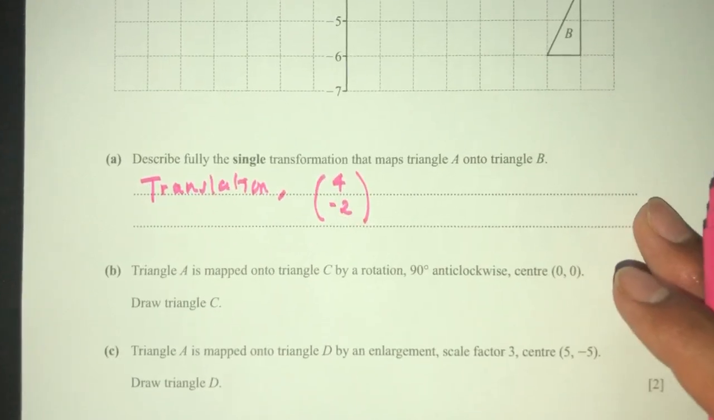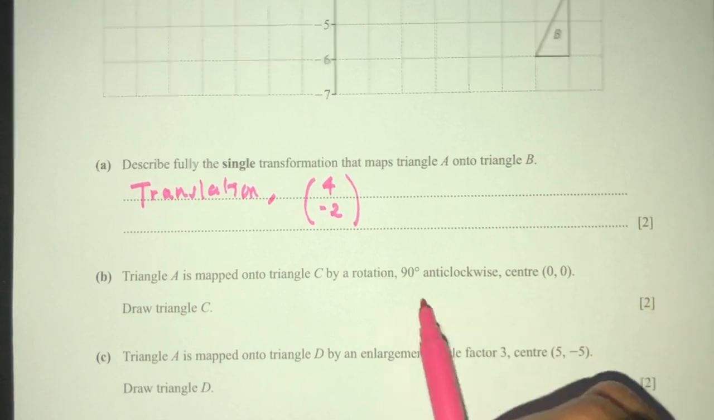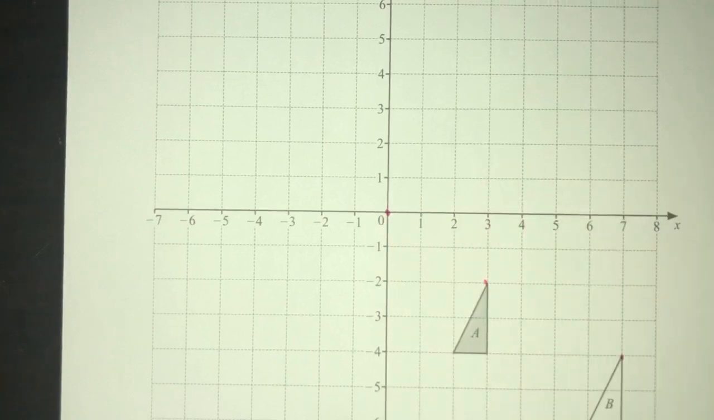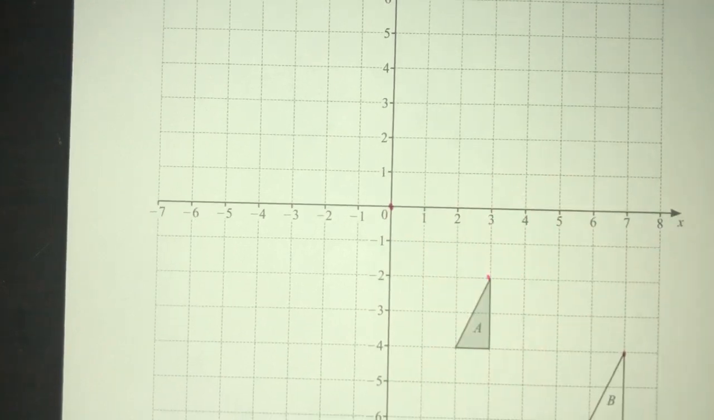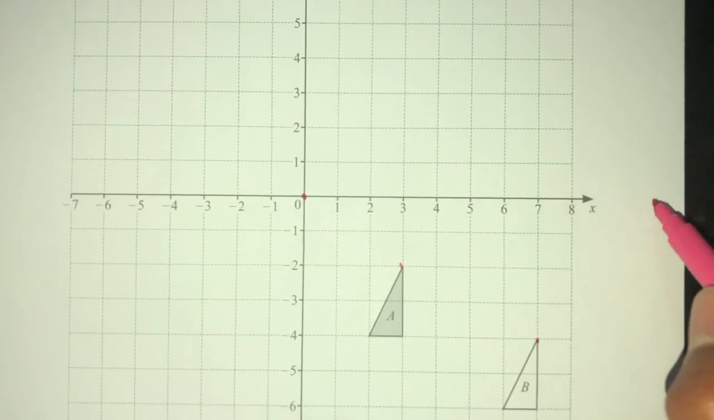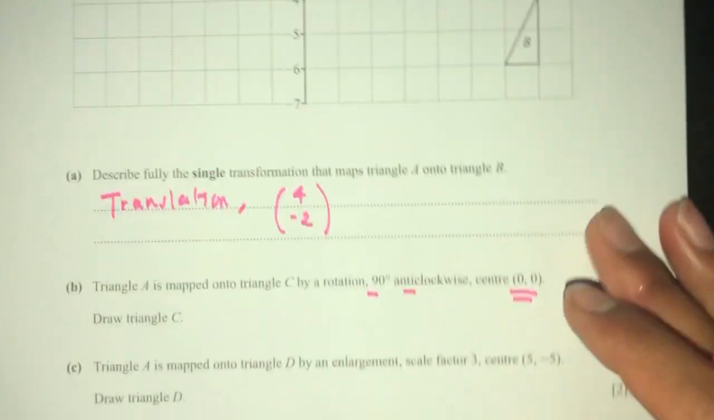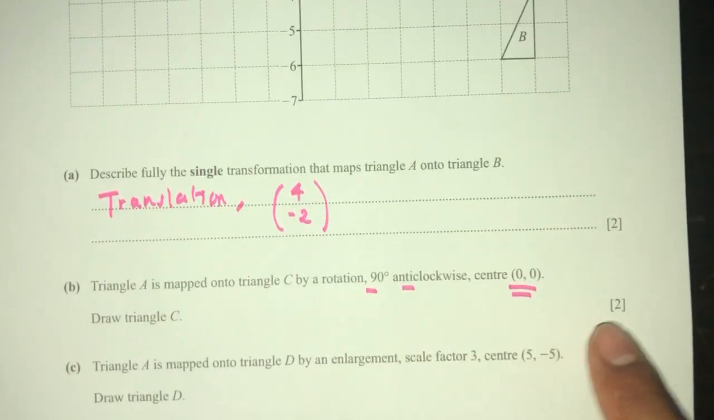Okay. Now for part B, the triangle A is mapped onto triangle C by rotation 90 degrees anti-clockwise, center 0, 0. So center 0, 0 is right here, right? And then we have to rotate this by 90 degrees anti-clockwise. So one way is we understand that this will have to be in this direction. Now in this question, there are many methods. You can use your compass, your tools to help you draw this, or you can just use counting, because here we know that it is 90 degrees and also the center is 0, 0.